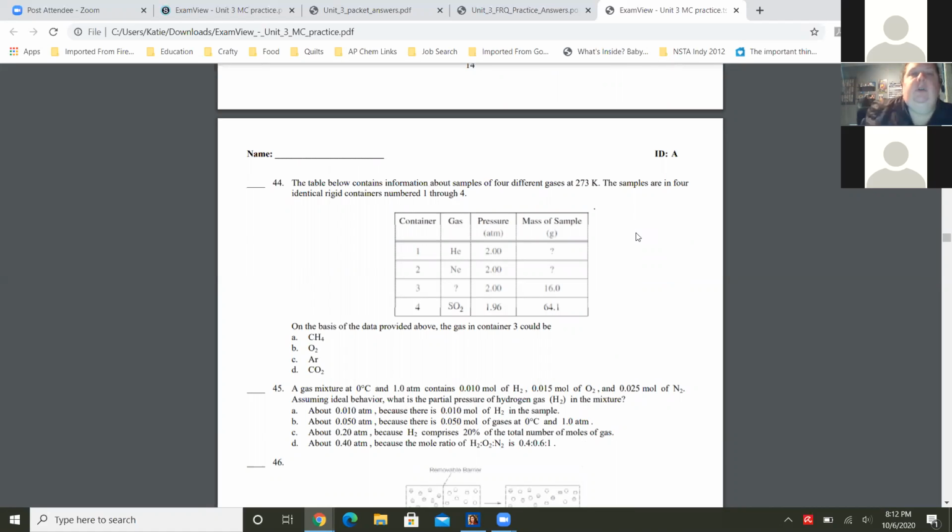All right. So four different gases, they're all at the same temperature. The samples are in four identical rigid containers, so it means the volume is not going to change. On the basis of the data provided above, the gas in container 3 could be, all right, so we've got the same volume for everything. We've got pretty close to the same pressure for everything.